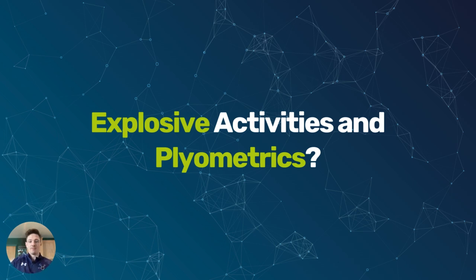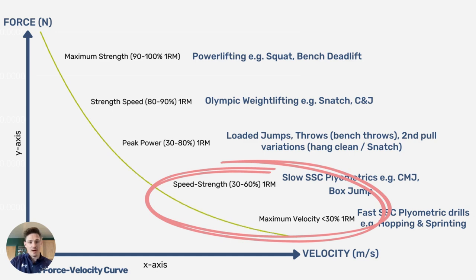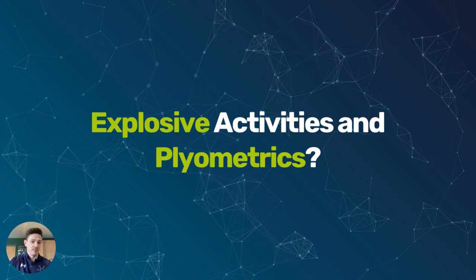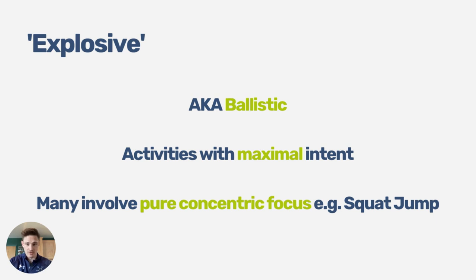So explosive activities and plyometrics, they would both come into that bottom bracket there. And some of it is more semantics than anything else, but just for purposes of today, and to help you differentiate what the differences are between them, that word explosive will get used. Ballistic is another one that also gets used. These are generally activities that have some form of maximal intent. So many would involve a pure concentric focus, so things like a jump, but it wouldn't necessarily make them plyometric. And I'll explain why in a second.